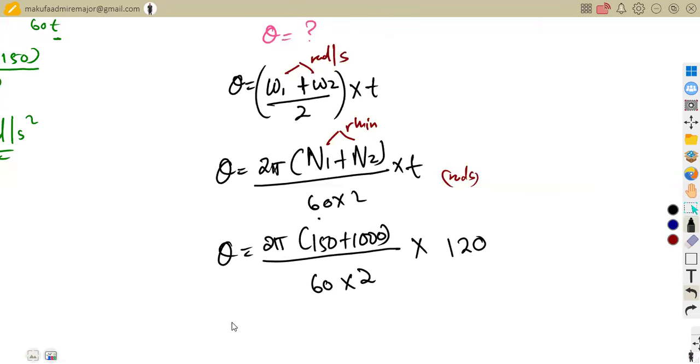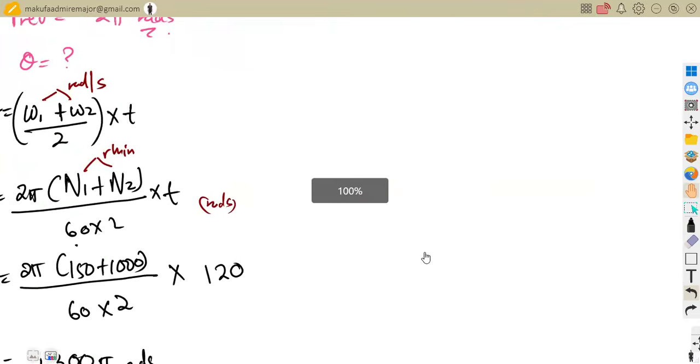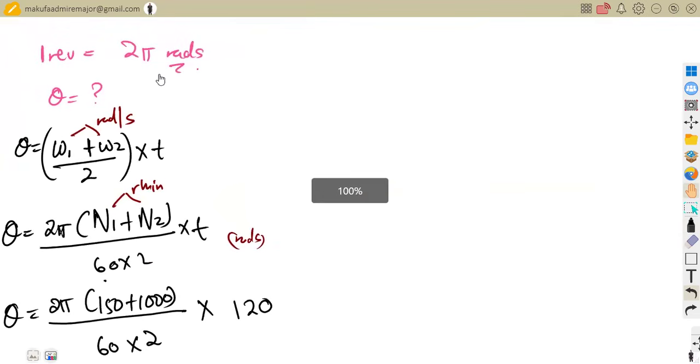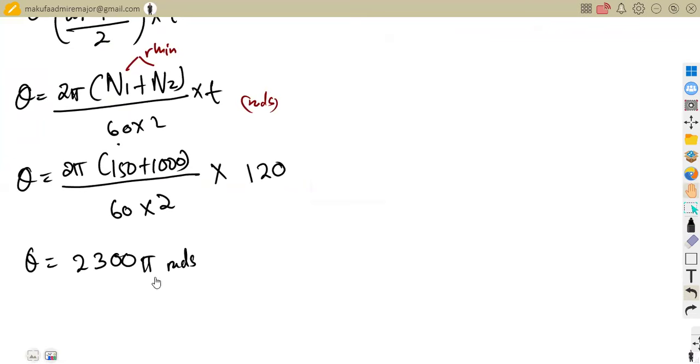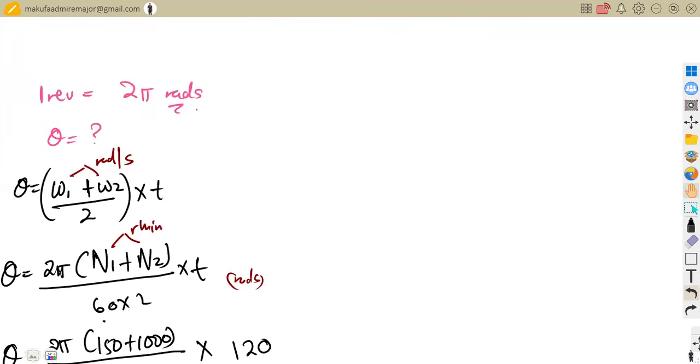So this is our theta, which, in this case, on your calculator, you're going to get 2,300 pi. This is your theta in radians. But the purpose of finding theta in radians is to find the revolutions. Why? We said before that 1 revolution is 2 pi radians. So in this case, we have 2,300 pi radians.